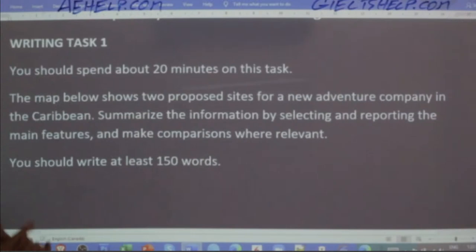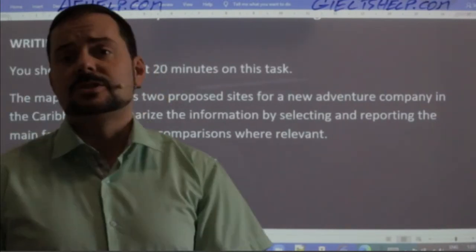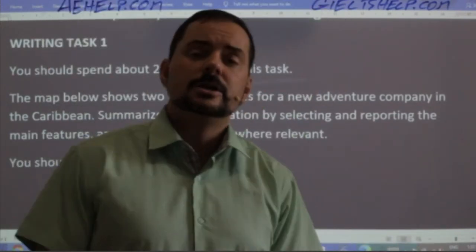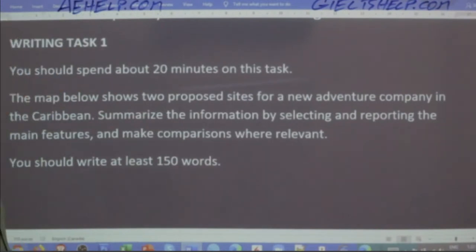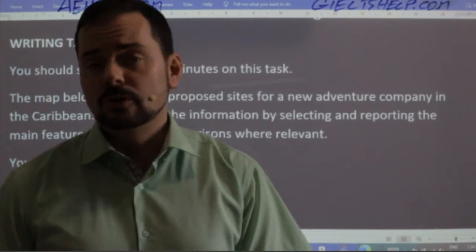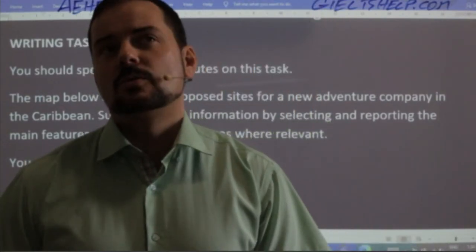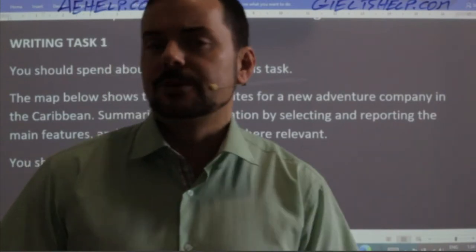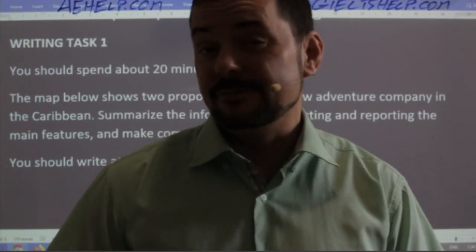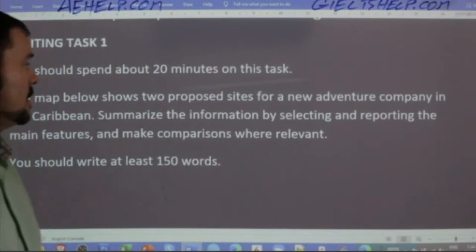Writing task one. You should spend about 20 minutes on this task. It's one third of the time of the writing, and it's one third the mark for the writing, which makes sense. Somebody asked me yesterday in an email if it's a good idea to start with task two, and I said no. You should always start with task one because task one is kind of like a warm-up for your writing. It's better to make mistakes in task one if you have to make a mistake than in task two. So definitely always start with task one.